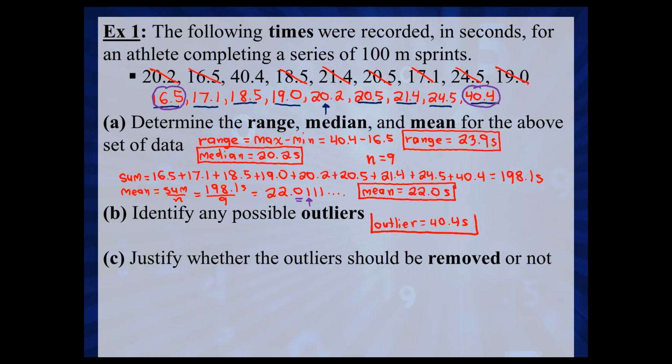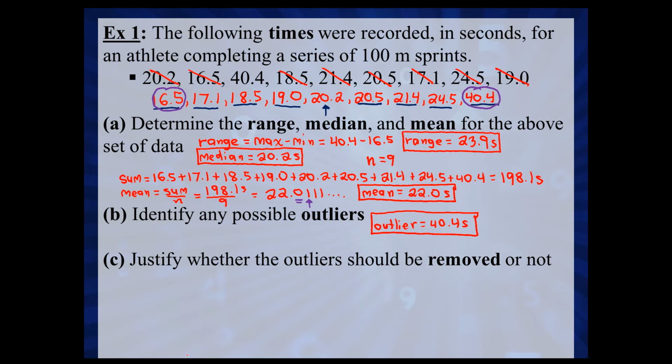Okay, C. We need to justify whether or not we should remove this outlier. This is a bigger data set. I have 9 points. So it depends how big the outlier is, or how far off it is in terms of its influence. So what we're going to do is remove the outlier and then recalculate the mean and the median. We want to see how much of an effect that outlier has on the mean or the median. So let's pretend that we're just going to get rid of the outlier.